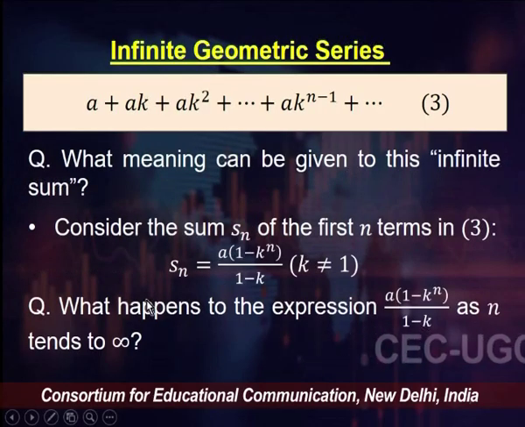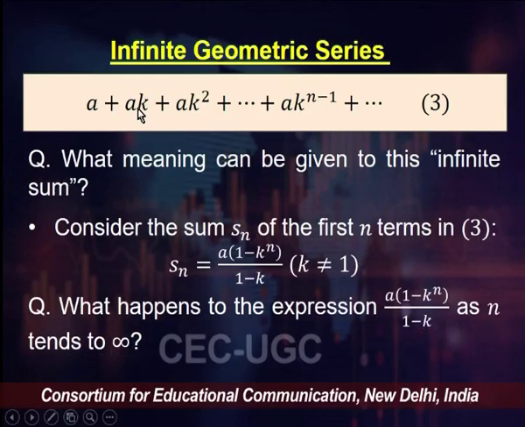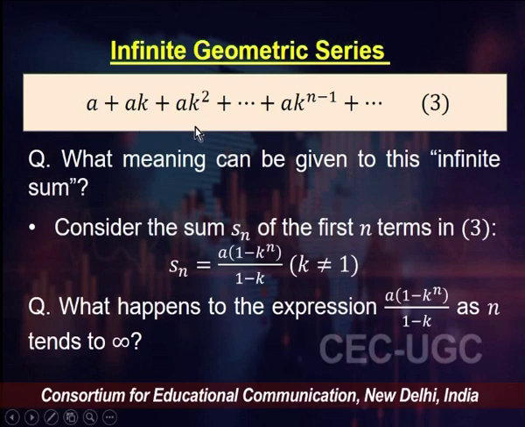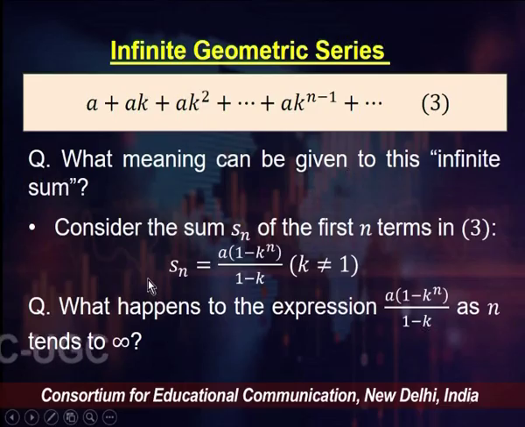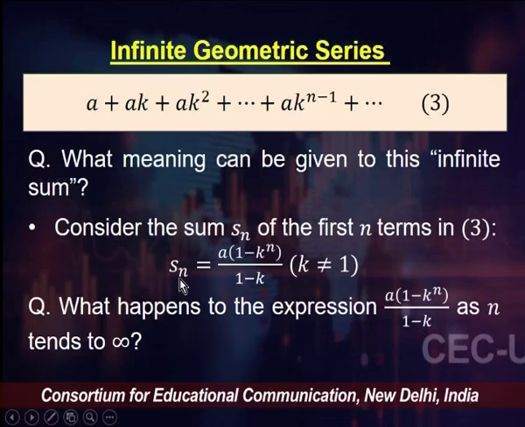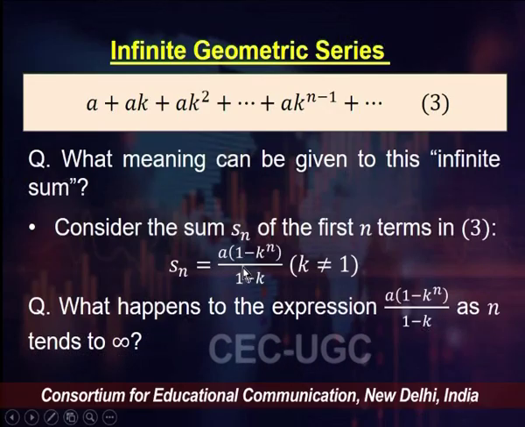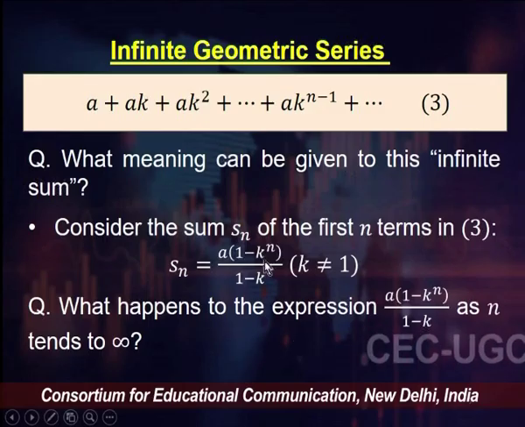Okay. Now the question here is, what meaning can be given to the infinite sum? If I have the infinite geometric series a plus a times k plus a times k squared and so on, then how do we get an expression? Can we get an expression first of all for the infinite sum? And the answer here is yes. And how do we do it? All we have to do here is we have this partial sum, which is given by a, the first term, times 1 minus the common ratio to the power n, brackets closed, divided by 1 minus k.